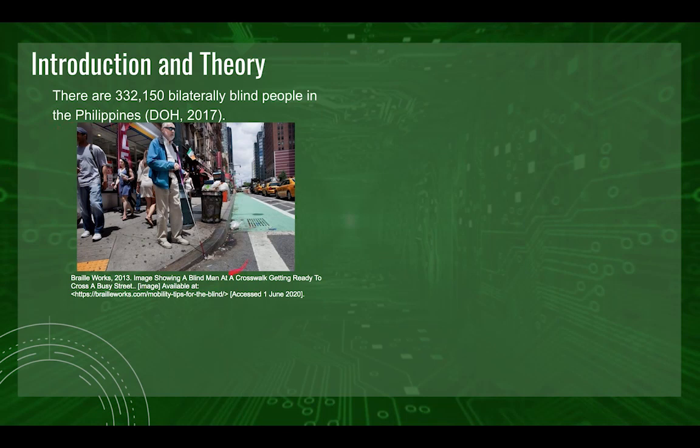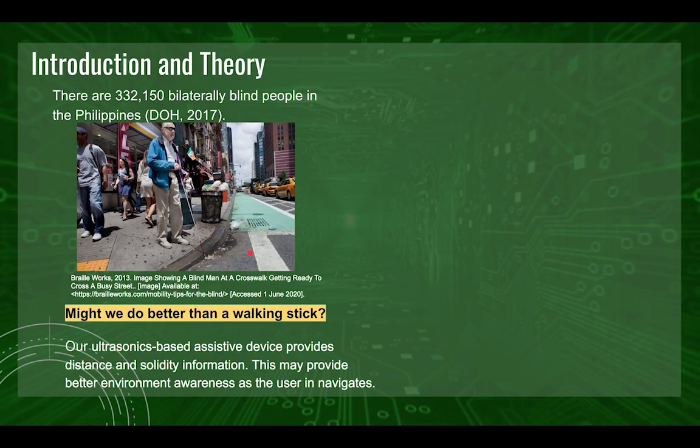Visual impairment is prevalent worldwide and in the Philippines. It poses difficulty to the affected, especially in terms of navigation. Hence, assistive devices such as the walking stick were developed. However, this can only detect obstacles that are within its reach. Because of this, we have designed an ultrasonic space assistive device that provides the user distance and solidity information.